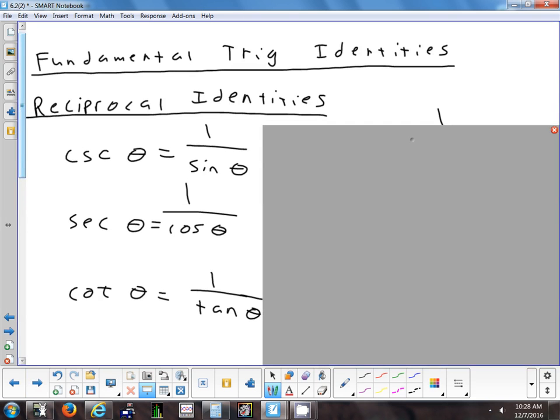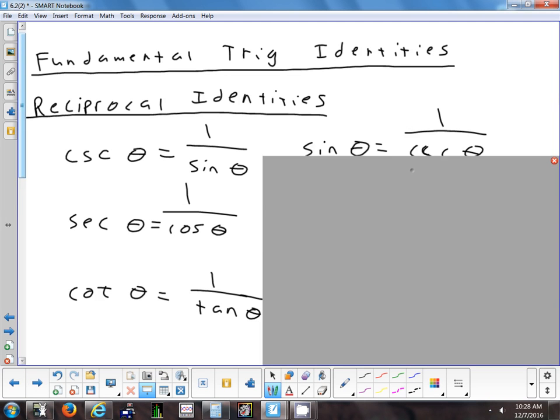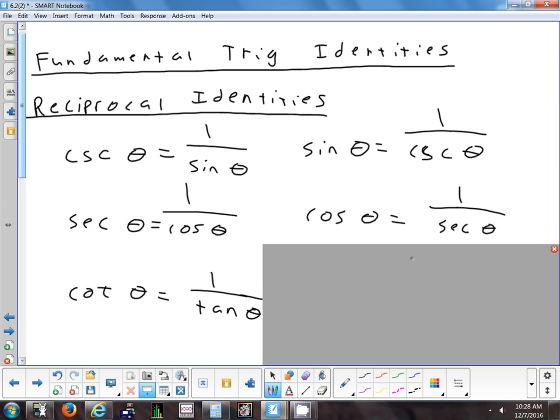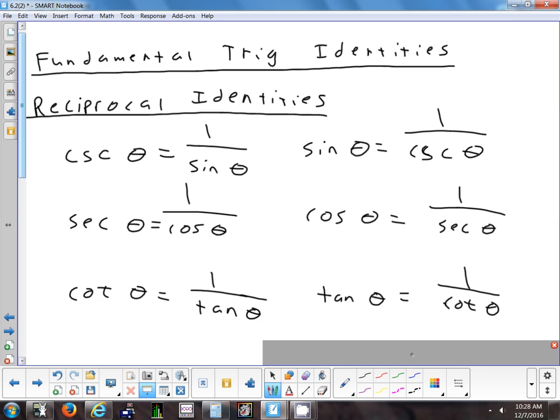Now, if you flip the sine, you get the cosecant. What do you think would happen if you flipped the cosecant? You would get the sine. Okay? If you flip cosine, you get secant. What if you flip secant? You get cosine. And if you flip cotangent, you get tangent. Really, there are only 3 reciprocal identities on the board here.